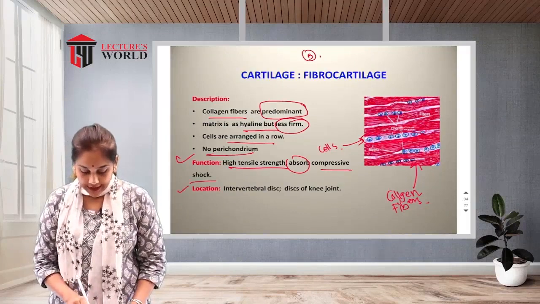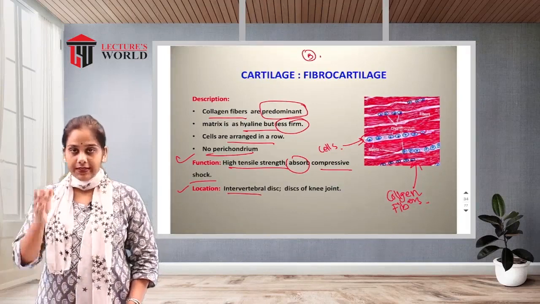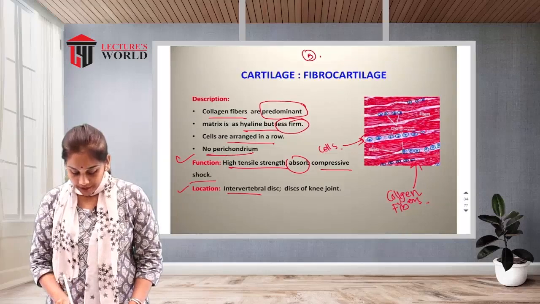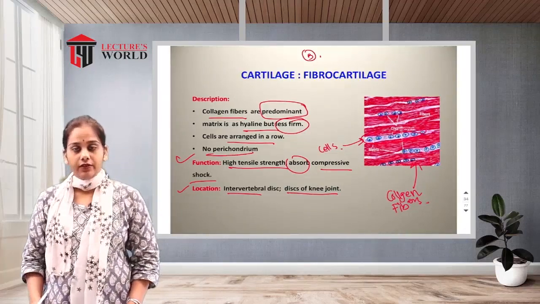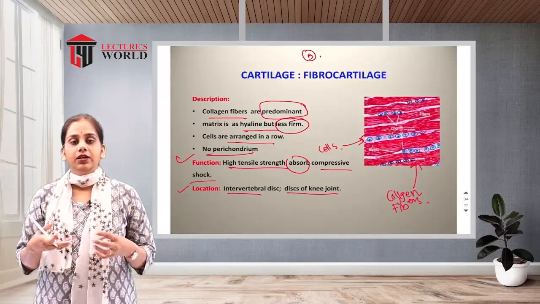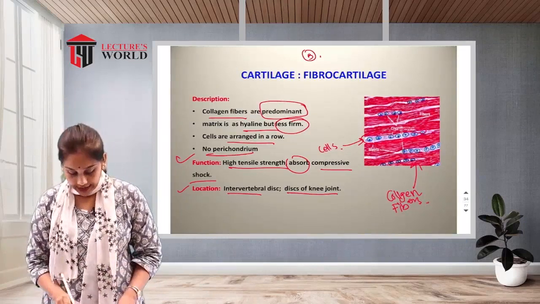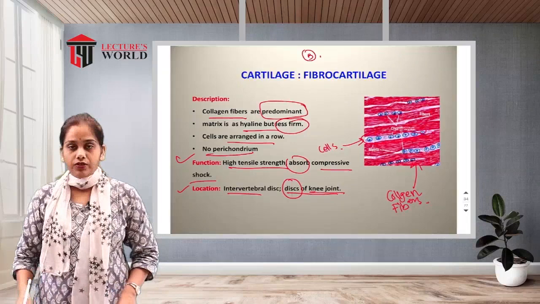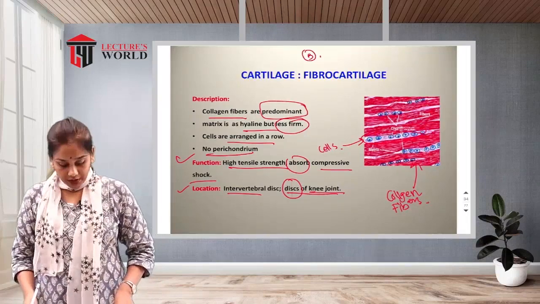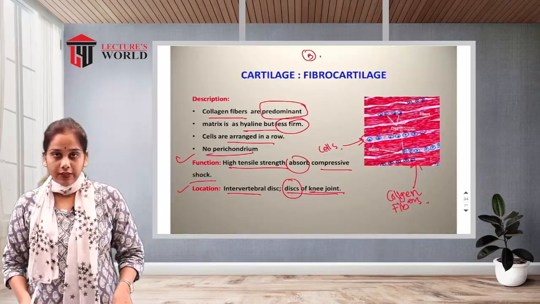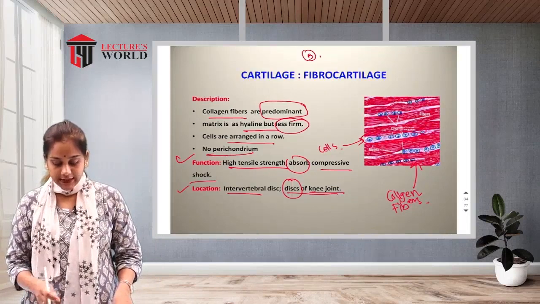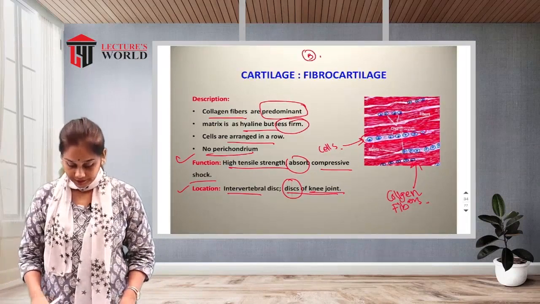Where is it located? In the intervertebral discs of the vertebrae, and the discs of the knee joint. Between two bones there is a joint, so there is a disc in the knee joint. It is located in these types of locations in the body. So this is the fibrocartilage.